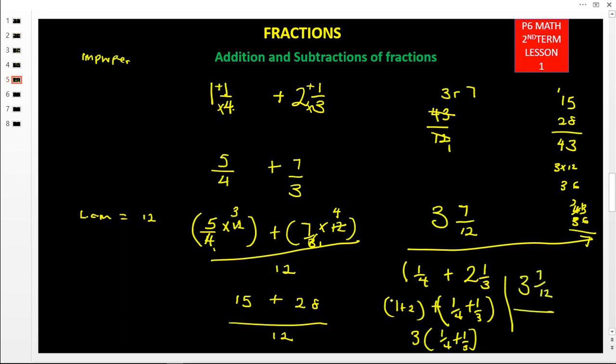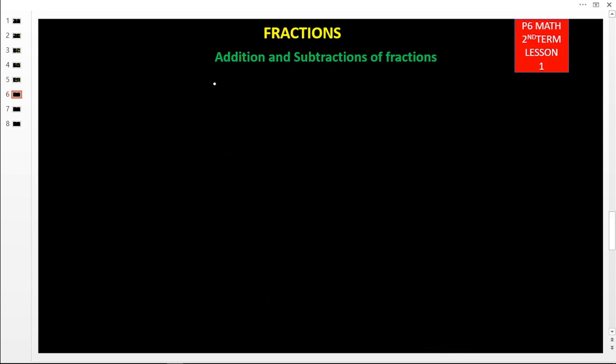So if you don't do this one, you can first add the whole numbers and again you simplify the fractions. Let us now look at another example. Okay, now let us look at this example.